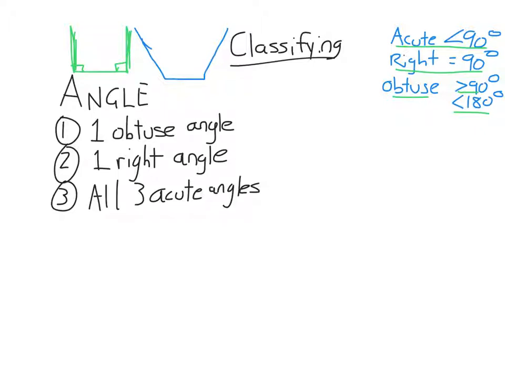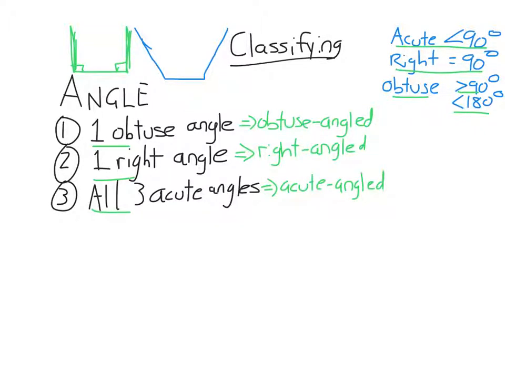So that's the first way we're going to classify triangles. They're going to be one and only one of these. Either they have one obtuse angle, in which case they're obtuse angled, one right angle, in which case they're right angled, or they have all acute angles, in which case they're acute angled. So each triangle will be one and only one of these.